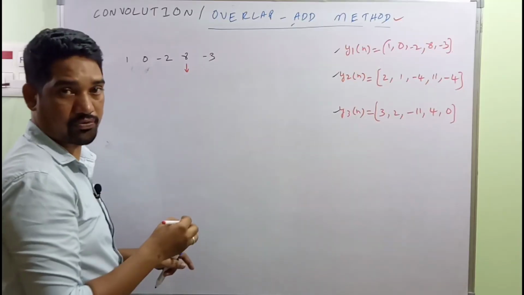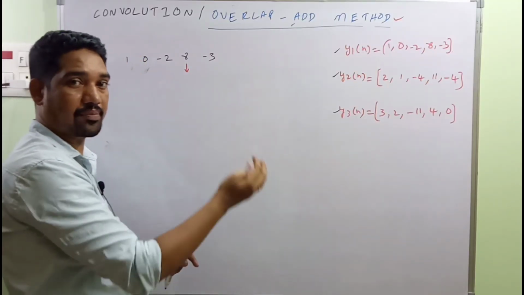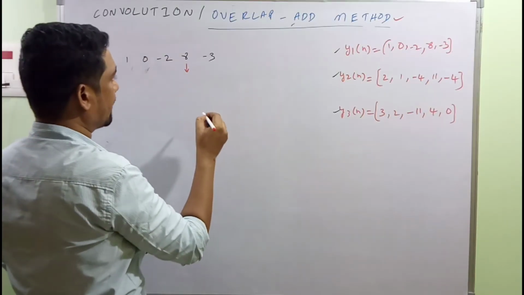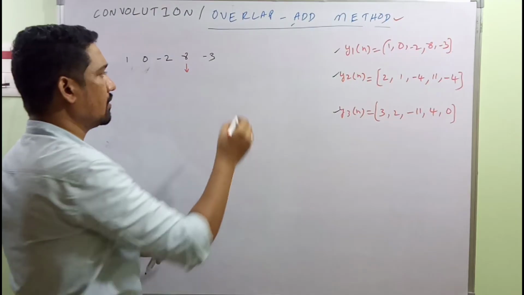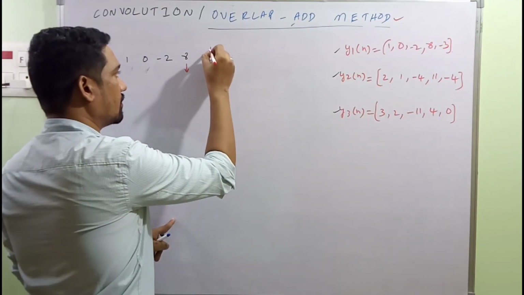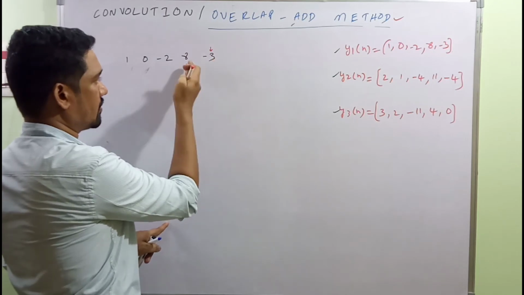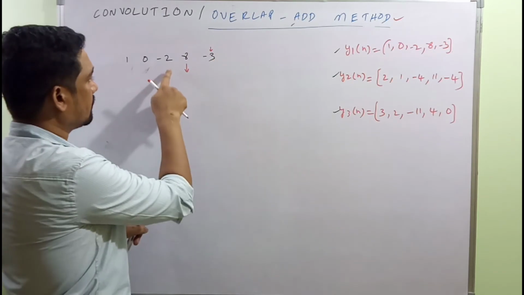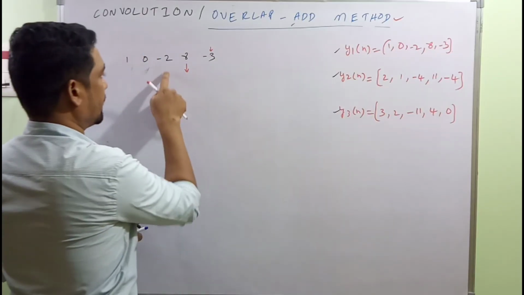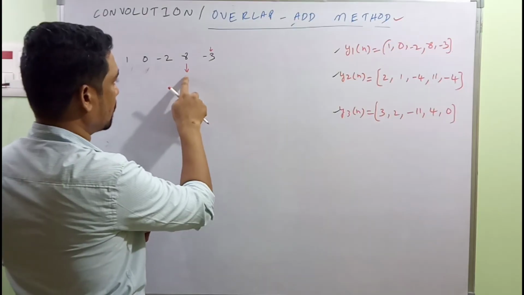Why? Because two zeros were padded in the overlap add method. The overlap save method will be something else. In the overlap add method, if only one 0 had been padded, the sequence would have started from here. We have padded two zeros, so the first and second. If three zeros had been padded, the sequence would have started from here. As far as this problem is concerned, two zeros are padded and the sequence starts from here.